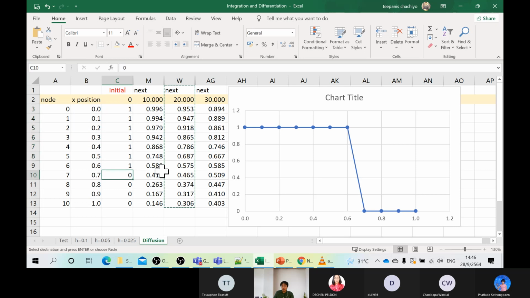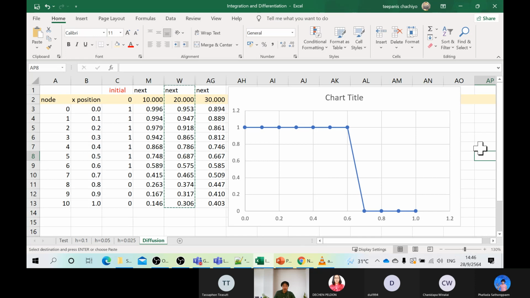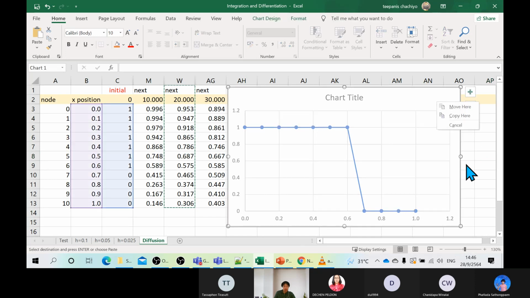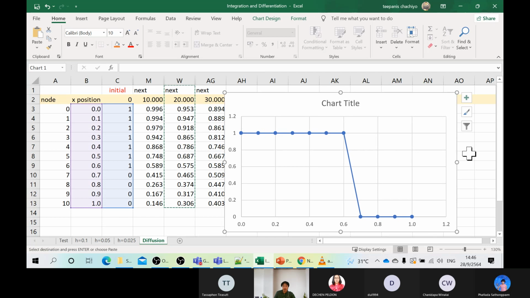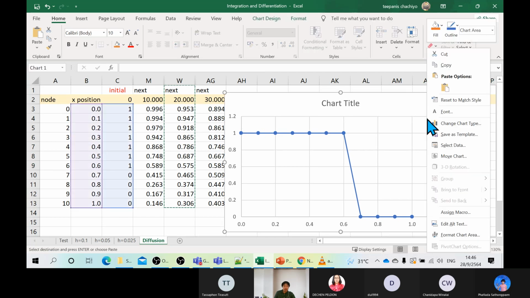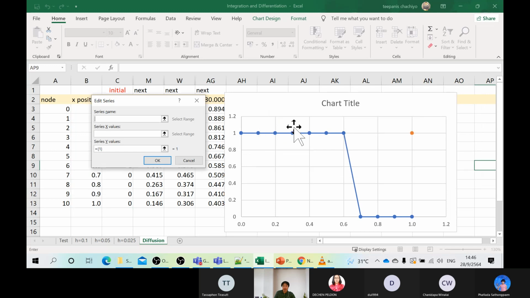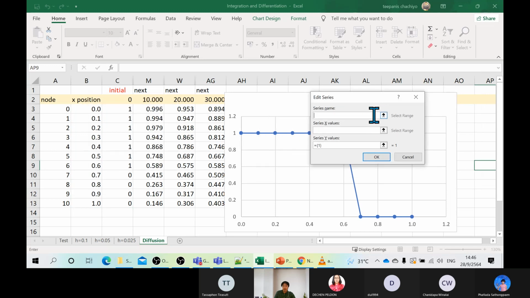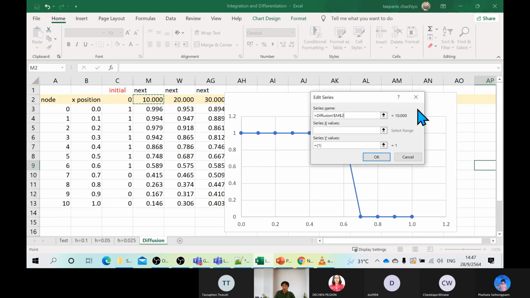Okay. Now let's plot the graph for the next time step. Step number 10. We go there and then insert the graph. How do I insert the graph? Okay, there. I select data, and then I click add, and then I click series name. Let's say this is my series name, number 10.